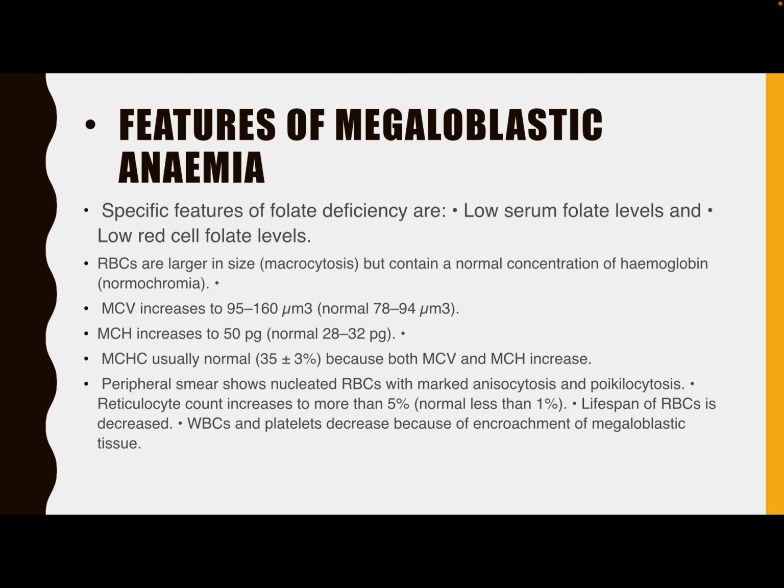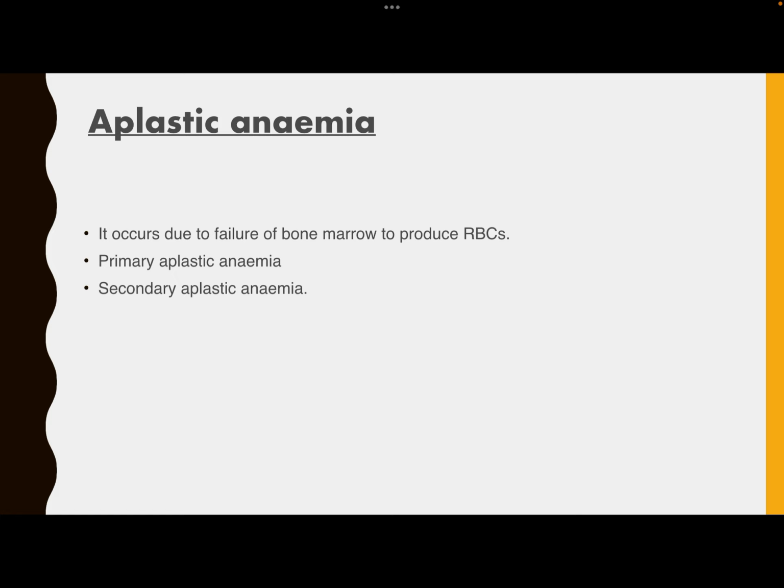MCH will increase. And the peripheral smear shows nucleated RBCs with marked anisocytosis and poikilocytosis, and there is an increase in reticulocyte count, more than 5%. And the lifespan of RBC is decreased, and the WBCs and platelets decrease because of encroachment of megaloblastic tissues.